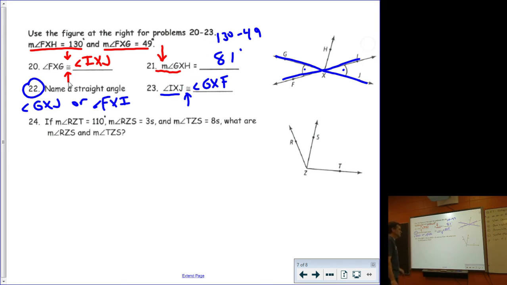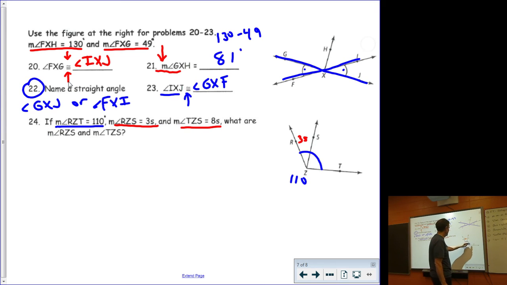Number 24 says the measure of angle RZT is 110. So the whole thing, 110. While the measure of angle RZS is 3S. That would be that little angle, RZS, 3S, and TZS, that'd be the other half, TZS is 8S. So I want to find these angle measures.